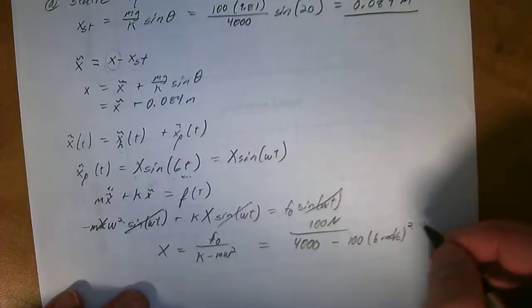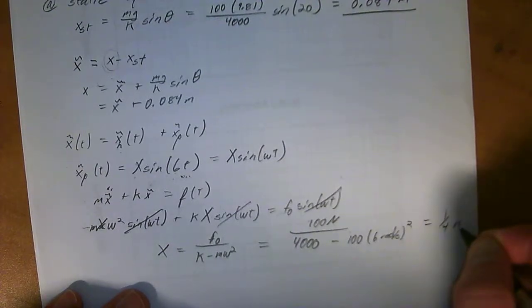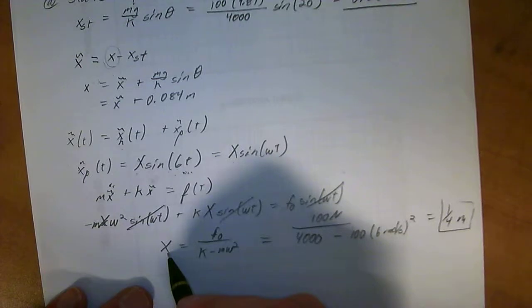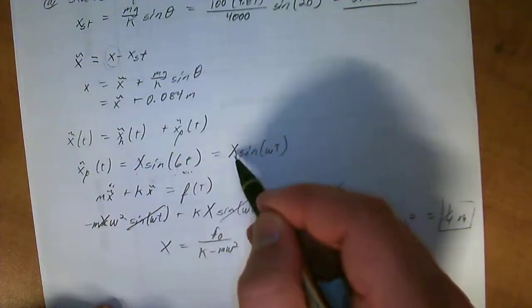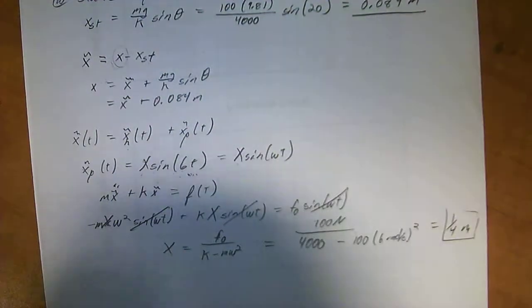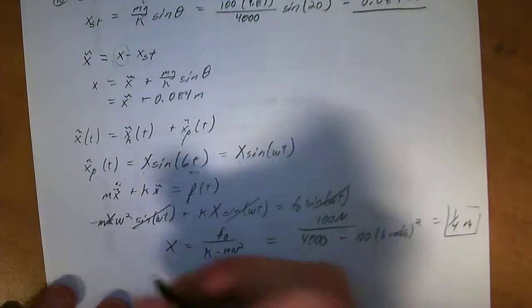Squared, which is going to equal 1/4 meter, which is equal to our leading value of x. So 0.25. The large value of x, the amplitude of the particular solution, is going to be x. So now we need the homogeneous solution.